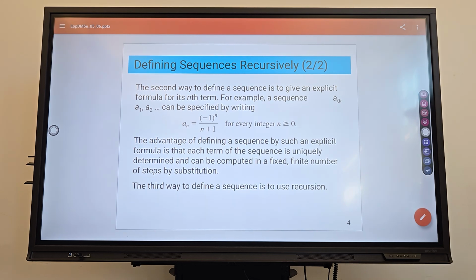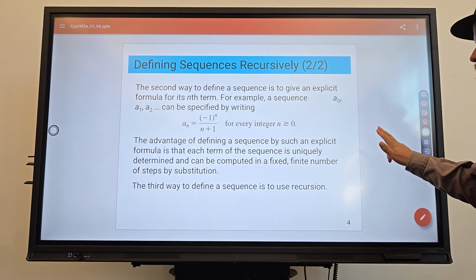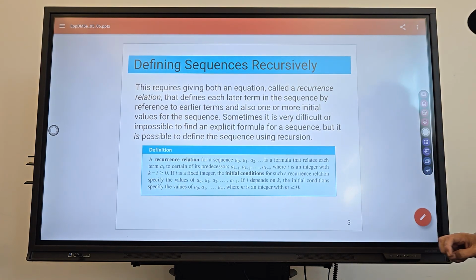The third way to define a sequence is to use recursion. This requires giving both an equation called a recurrence relation that defines each later term in the sequence by a reference to earlier terms, and also one or more initial values for the sequence. Sometimes it is very difficult or impossible to find an explicit formula for a sequence, but it is possible to define the sequence using recursion.